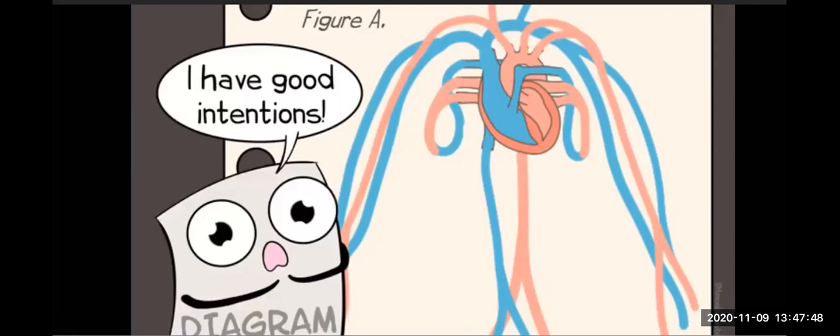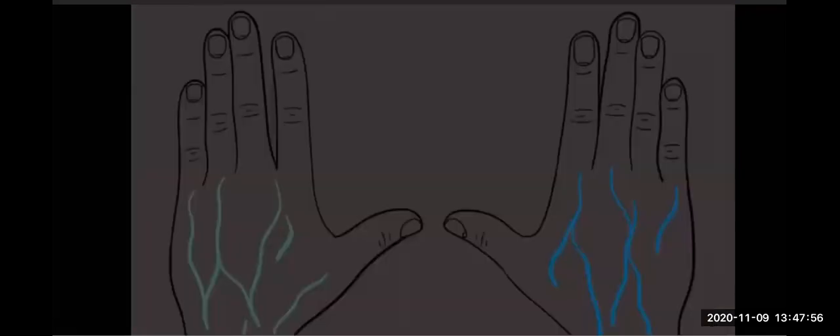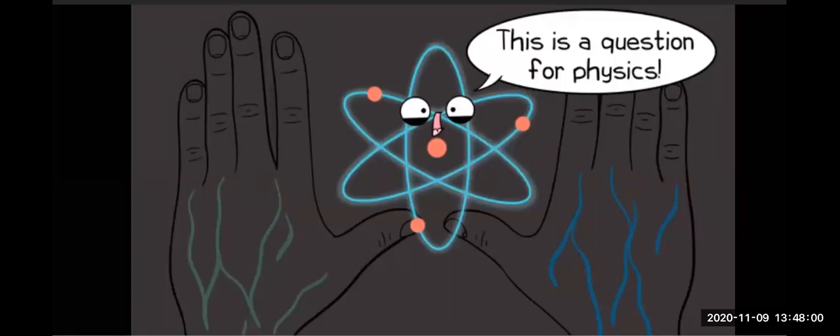But that's just how it is used in most diagrams. It doesn't mean the blood or the veins or the arteries are actually that color. Veins that you see under your skin may look blue or green, but that involves the way they appear under the skin, and the reason for this would make a great physics topic, but I digress.